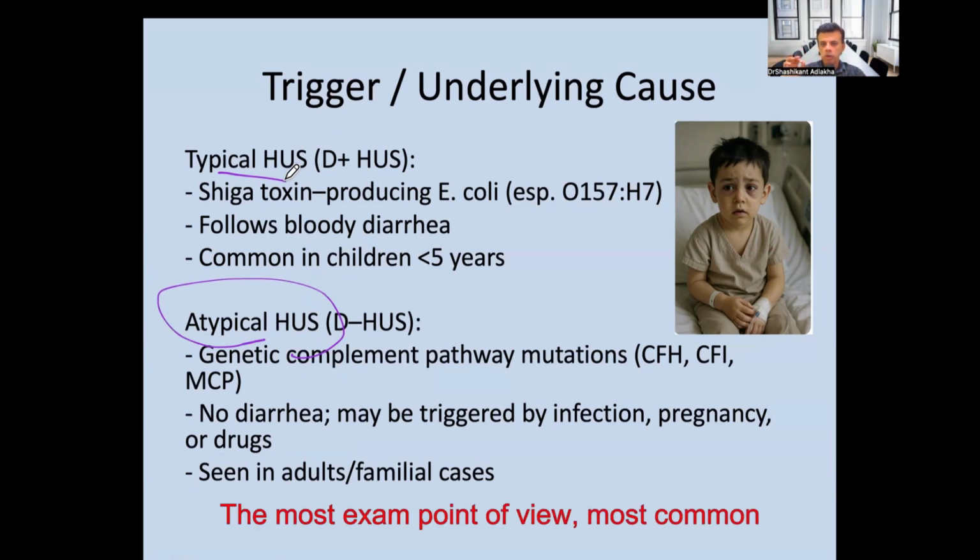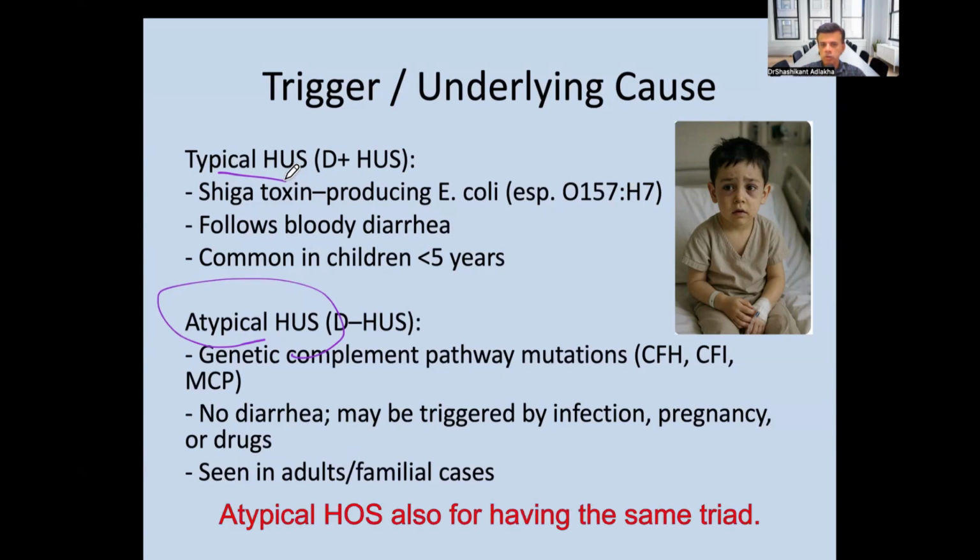From the exam point of view, the most common causes are the O157:H7 strain of E. coli and Shigella dysenteriae. So it is common in children less than 5 years. The toxin elaborated by these organisms causes damage to the endothelium, followed by microthrombi formation and leading to renal failure, and many other systemic damages happen because of that. So in hemolytic uremic syndrome, you will generally see a triad of hemolytic anemia, thrombocytopenia, and renal failure. Those are the classical features.